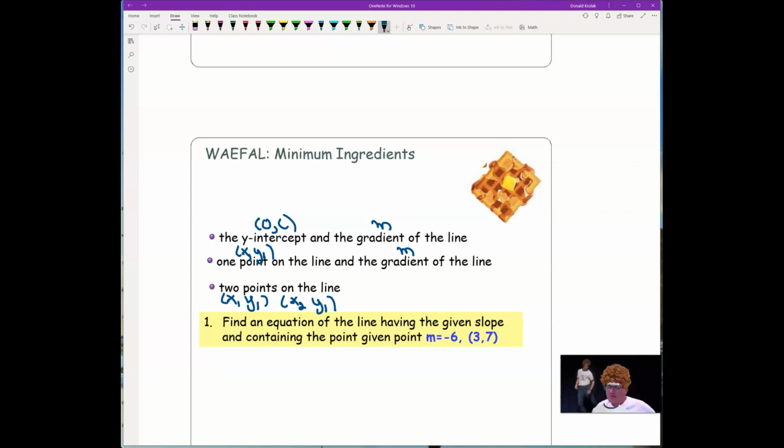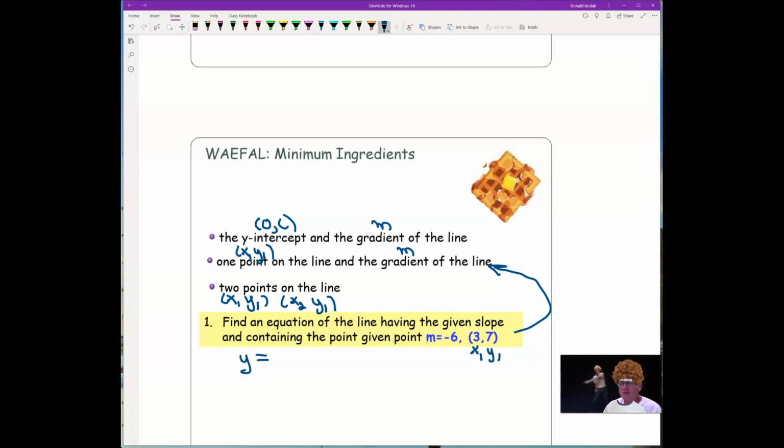All right, so we want an equation that has a given slope containing the point (3, 7). So this satisfies this right here. All we do is substitute in these values. That's x1, y1, and there's our slope.